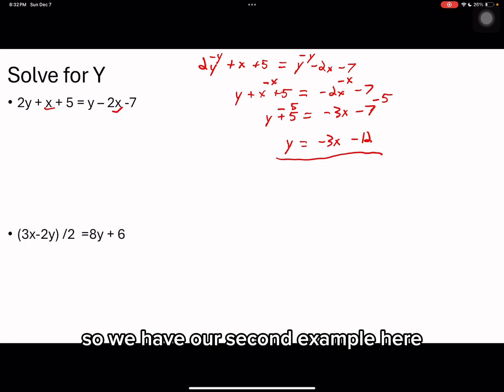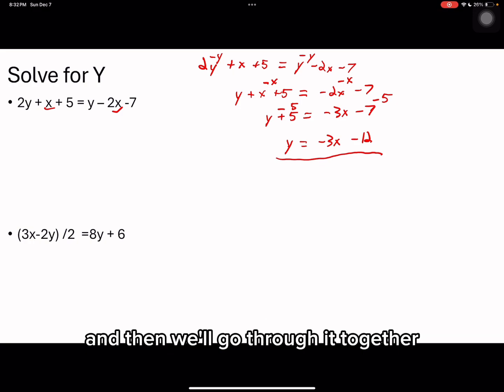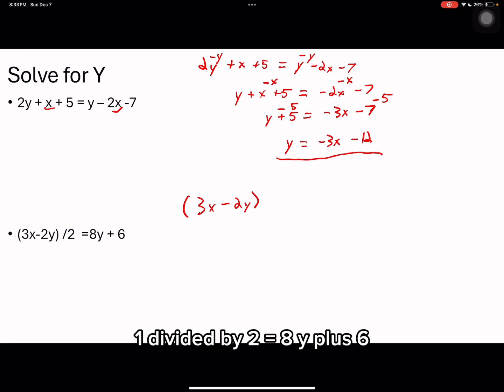So we have our second example here. This is a really complicated one. I'm going to let you guys try this one on your own, and then we'll go through it together. So we have in brackets 3x minus 2y, and we're going to move y to the left side on this one, divided by 2 equals 8y plus 6.